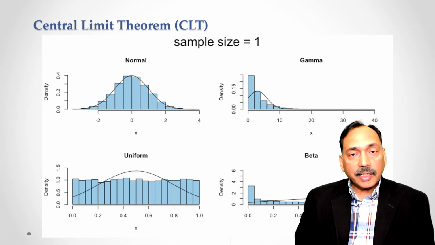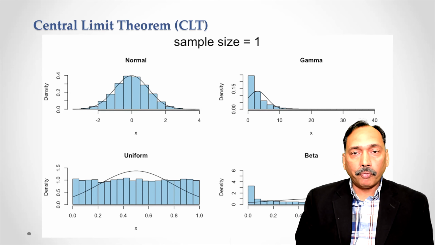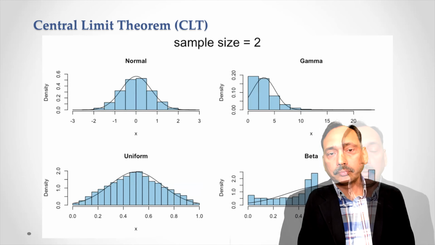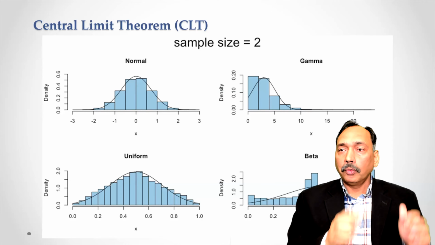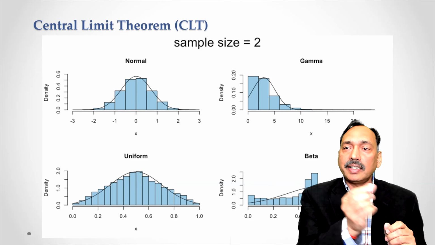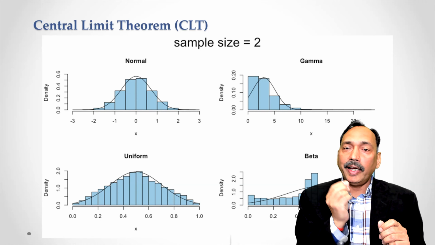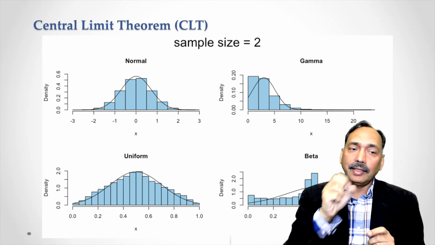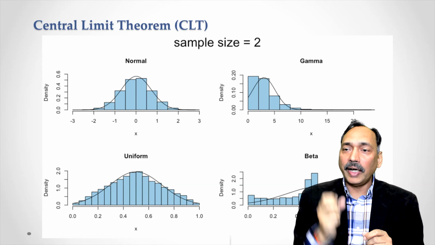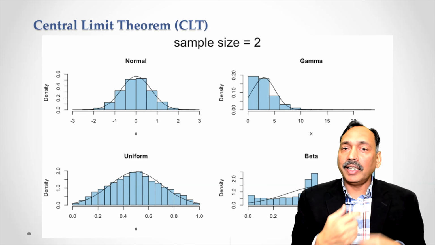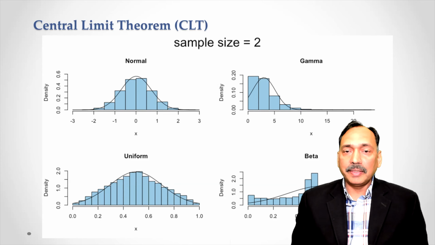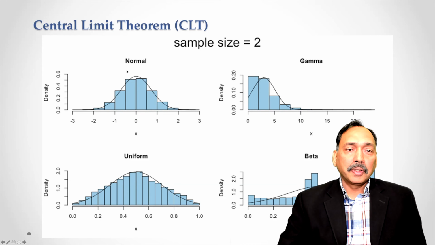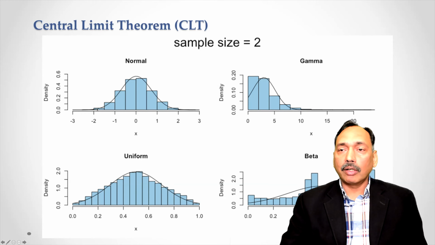But if we increase the sample size from 1 to 2, what we are doing is, from a normal distribution, we take a sample of size 2 and find the average, again take a sample of size 2, find the average, again take a sample of size 2, find the average, and generate maybe 1,000 averages. This is going to be the pattern. So it is going to look still like a normal distribution.